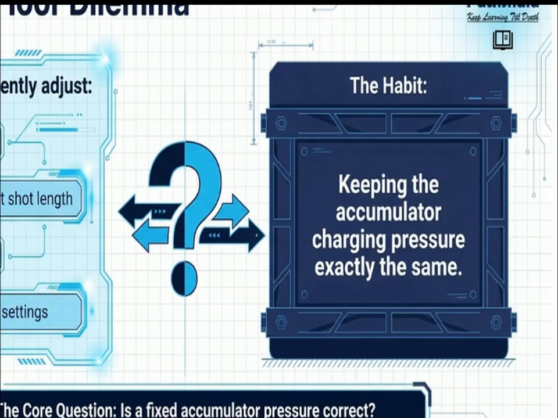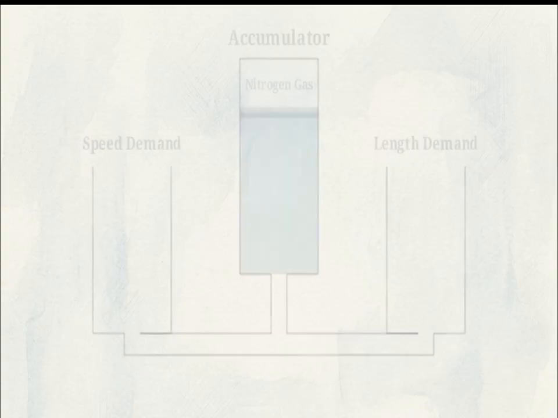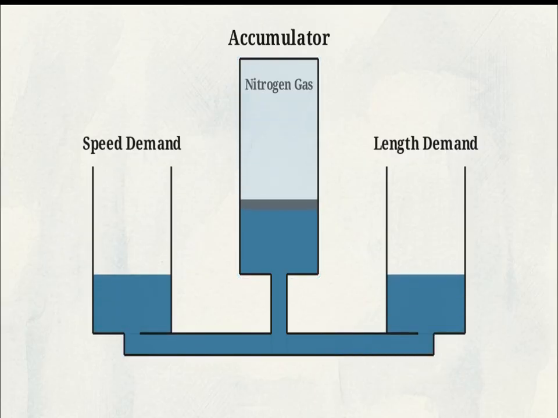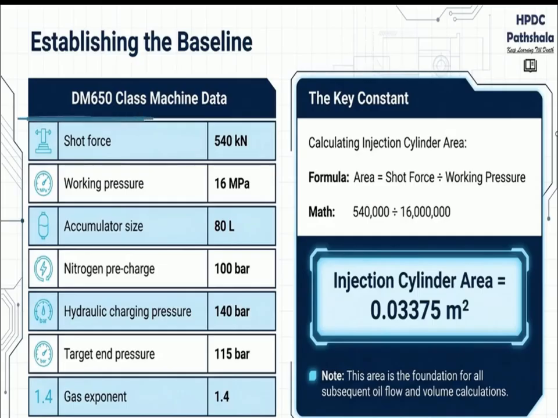This forces us to ask a strict engineering question: is a fixed accumulator pressure ever correct when other parameters shift? The answer depends entirely on whether the accumulator holds enough hydraulic oil energy to support the new speed and length demands. When operators ignore the mathematical relationship between kinetic adjustments and hydraulic supply, they inadvertently engineer their own casting defects.